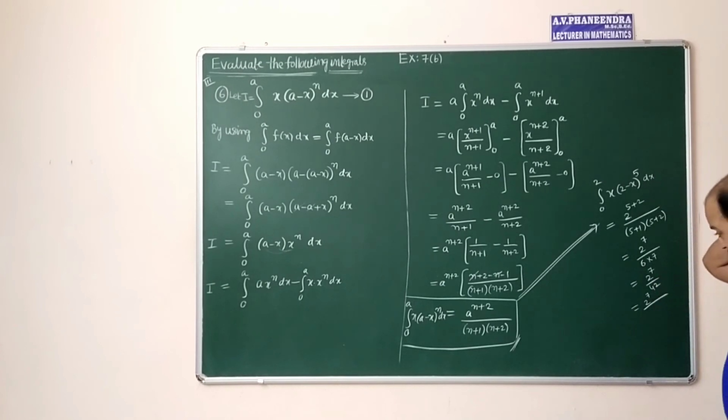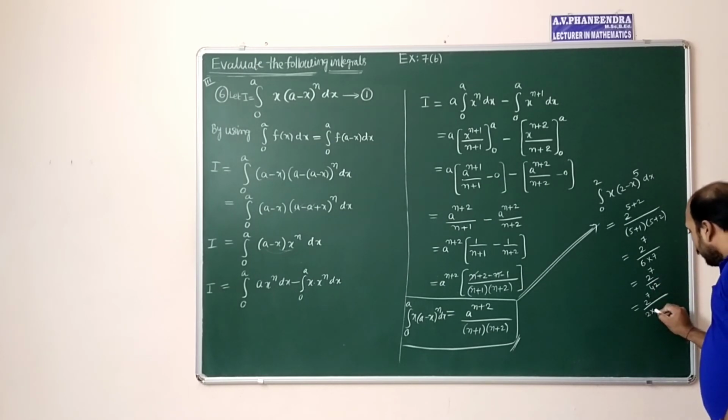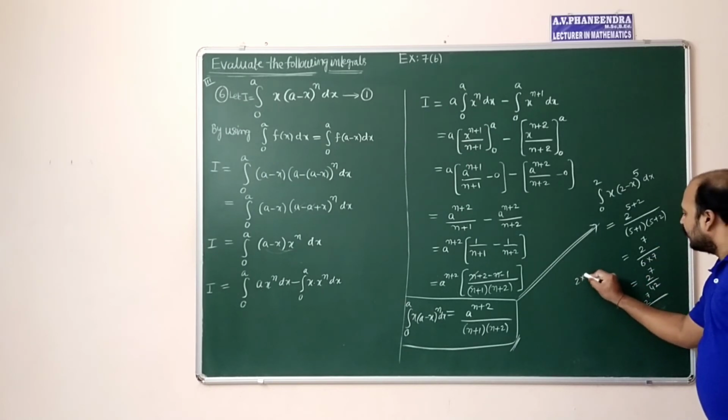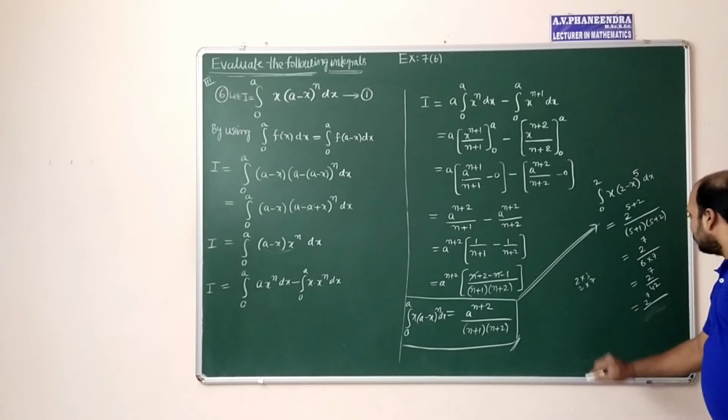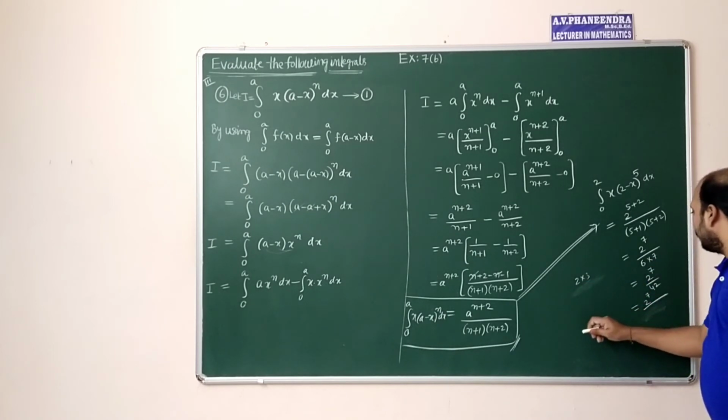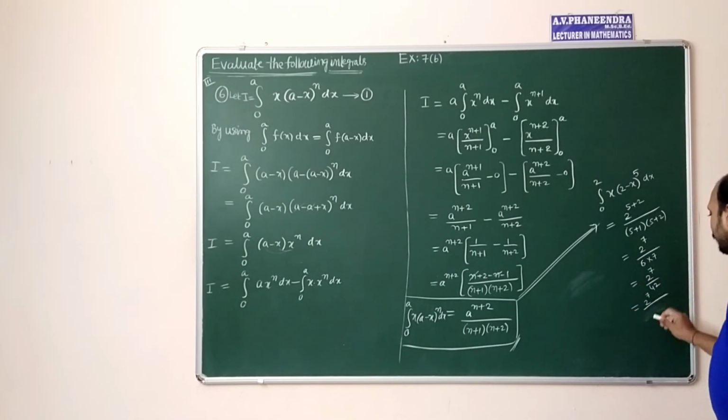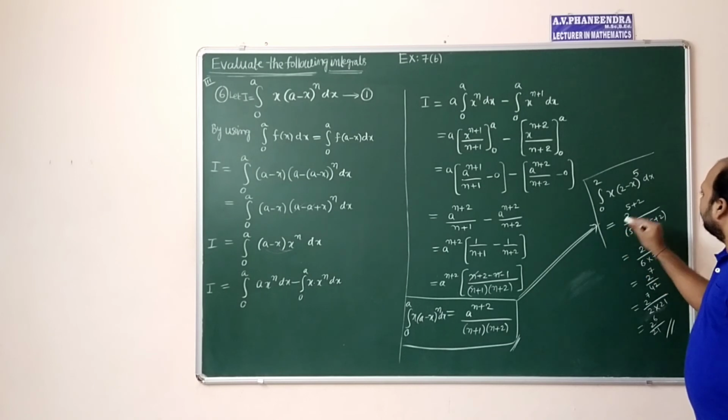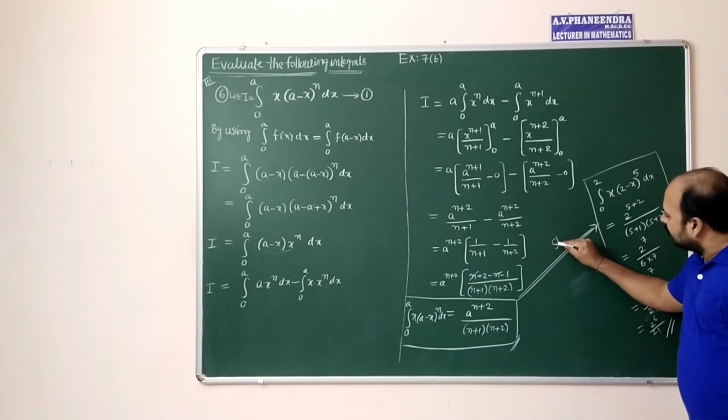42 can be written as 6 into 7, and 6 can be written as 2 into 3. 7 is 7 only. So there is no possibility, only in terms of 2 times of 21 you can do that. So 2 power 6 by 21. This is the way also we can do as a shortcut formula. You can use it as a shortcut formula.